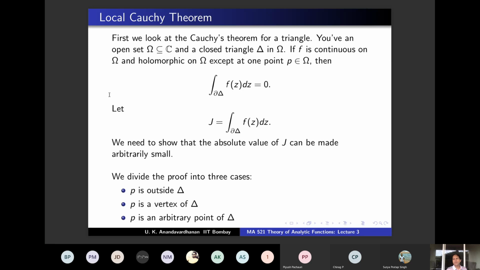Assume we are in case 1. P is outside your triangle. So you have this triangle and P is a point outside. And J is this integral along line segment 1 plus line segment 2 plus line segment 3. P is somewhere outside. Okay, so P doesn't matter for now.